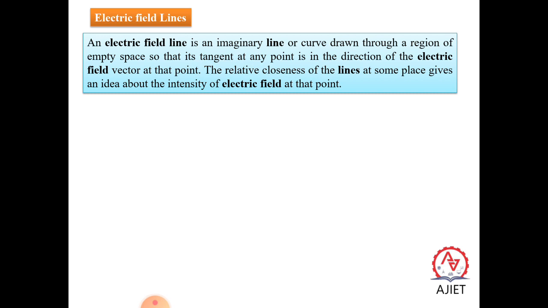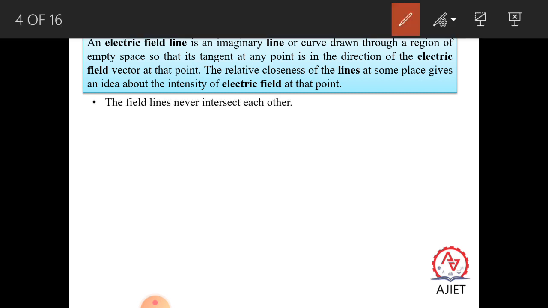So what is an electric field line? Actually, it is a path in an electric field, straight or sometimes curved, such that when you draw a tangent, it gives the direction of the field. For example, if there is a positive charge and a negative charge, the electric field line starts from the positive charge and ends at the negative charge. When you draw a tangent, this tangent gives you the direction of the electric field.